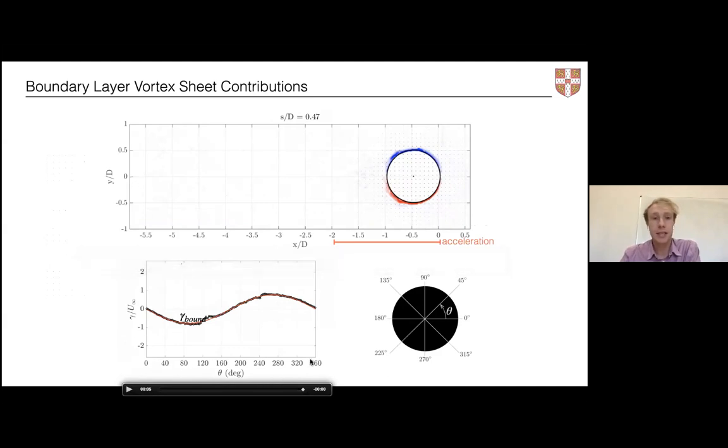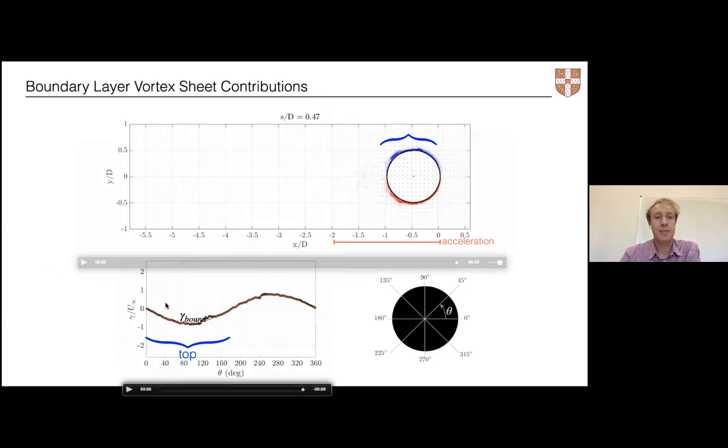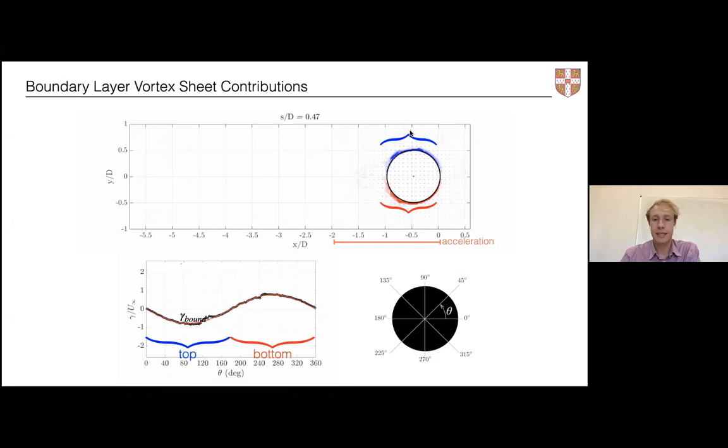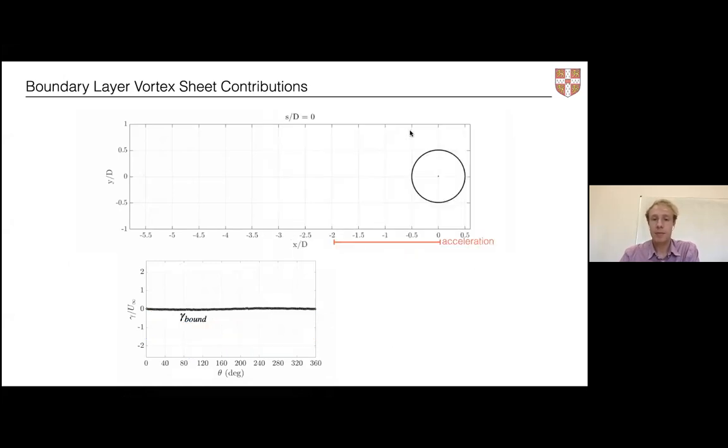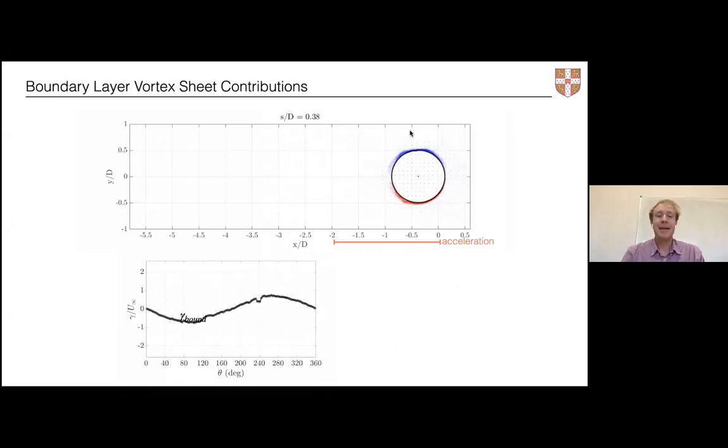X-axis here is the position on our cylinder, where the left side is basically the top of our cylinder, and the right side is the bottom of the cylinder. Let's walk through this again. We start off with our boundary layer vortex sheet in black, and what I've now superimposed onto this is the theoretical added mass vortex sheet in red. And we can see at this point, they both match perfectly, basically.